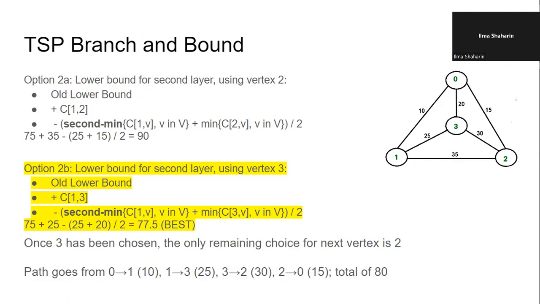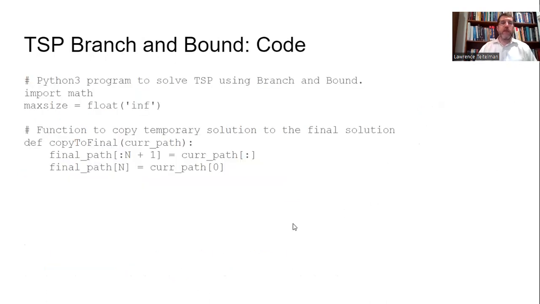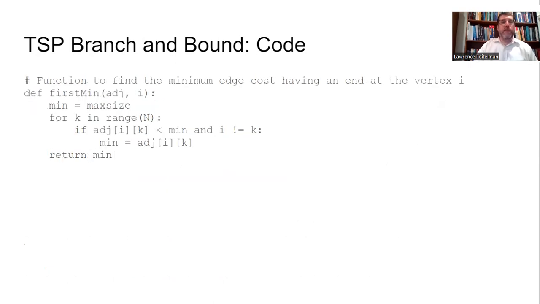All right. And then once I'm at 3, my only choice left is what? I have to go to 2. So that adds another 30. And then I have to go back to 0, which is another 15. So I have 0 to 1 is 10, plus 25 is 35, plus 30 is 65, plus 15 is 80. Okay. And then this just prints it out.